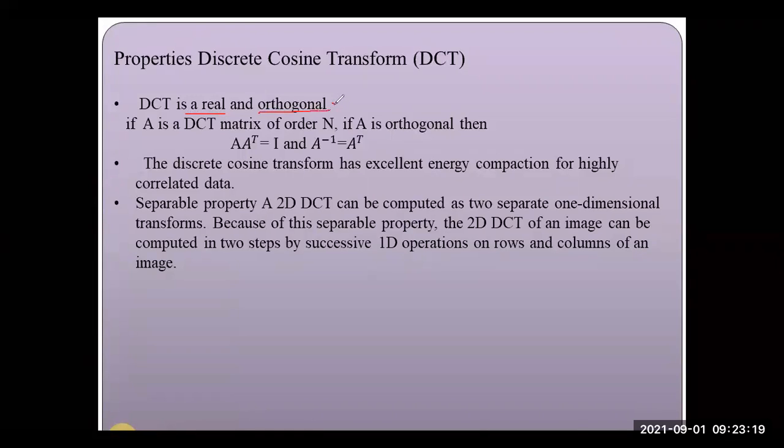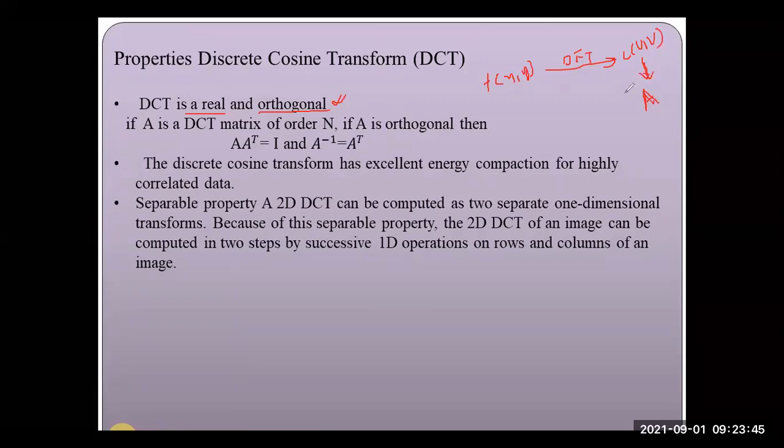Okay, so what do you mean by orthogonal? The orthogonal means, suppose this is my f of x. Now suppose I perform DCT over it. What do I get? I will get C(u,v). Now C(u,v) will be in the form of a matrix. Suppose I say this matrix is A. Now this C(u,v) I represent in matrix A.